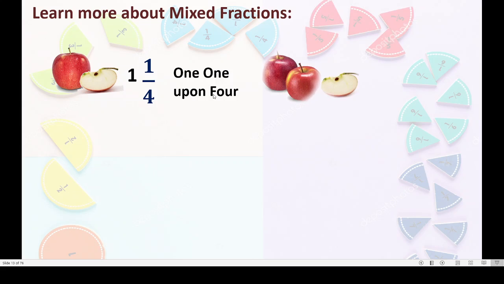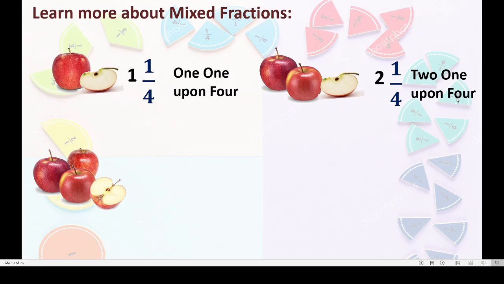Okay? Now, one more example. Here we can see 2 apples and a quarter part. So 2 we will write first, then the quarter part, that is 1 upon 4. Right? Now to read this, come on, tell me. Use this as a reference. Yes, very good. First we have to tell the whole number, that is 2, then 1 upon 4. How to write? 2, 1 upon 4. Got this? Okay, take one more.